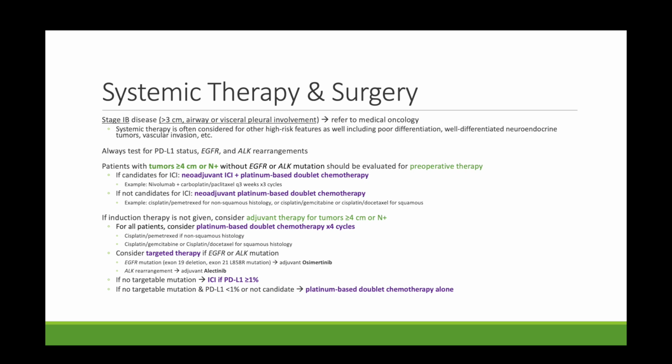We then started to add immune checkpoint inhibition, and we then realized that if patients have EGFR or ALK mutations, instead of immune checkpoint inhibition, we can do targeted therapy. So osimertinib for those EGFR mutations or alectinib for those ALK rearrangements. So that was sort of the adjuvant paradigm.